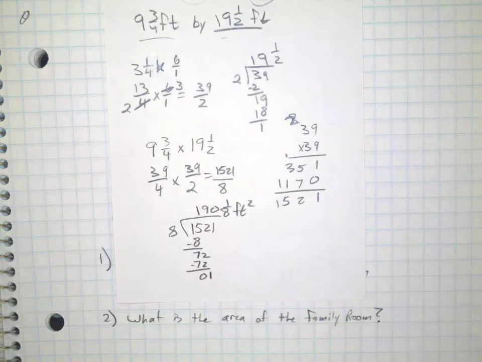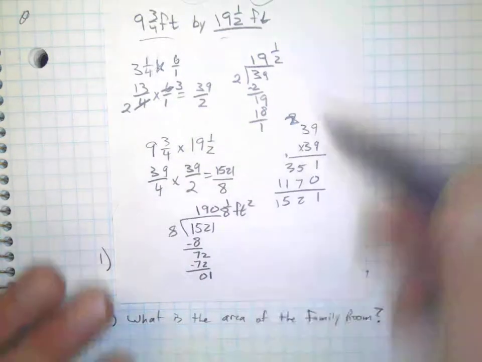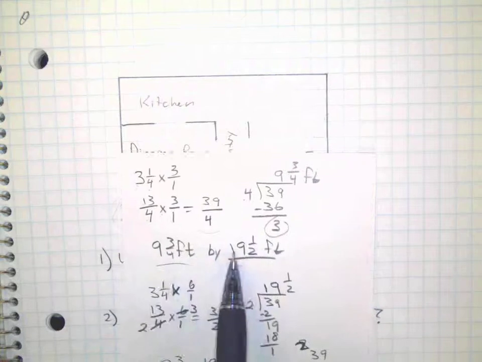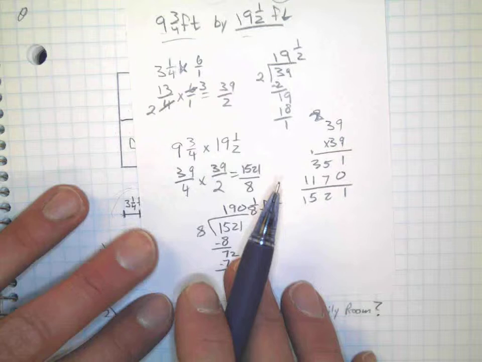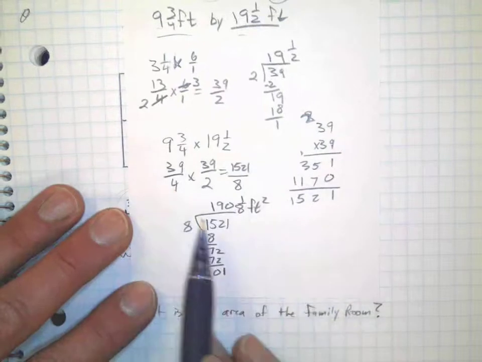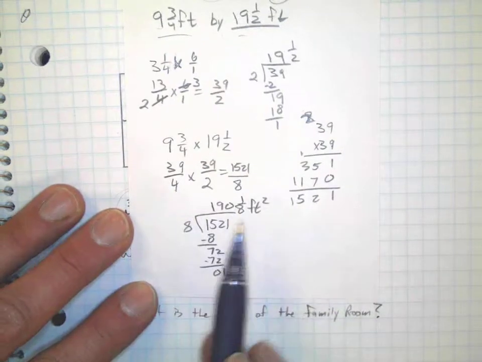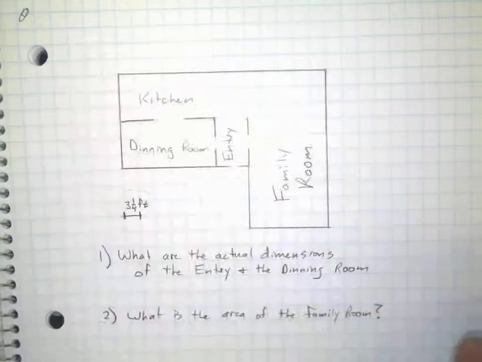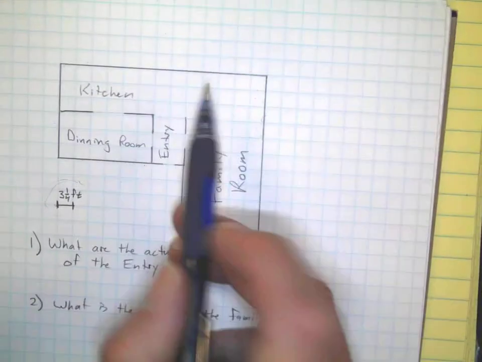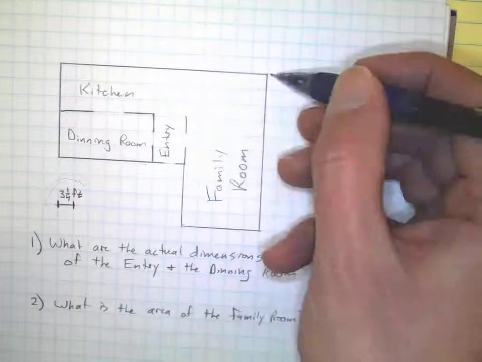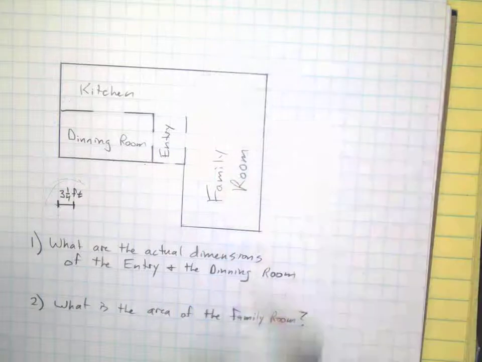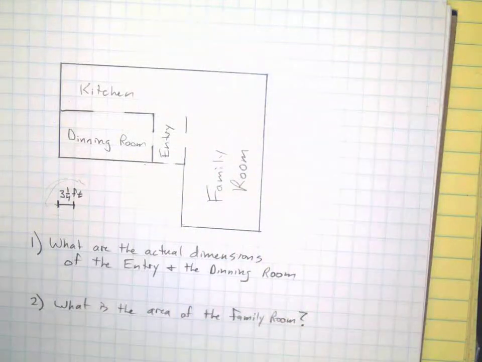So your homework, the homework that's due Friday, is to take what I've done here, how to find the dimensions of the dining room, and then how to take those dimensions and create the area. What you're going to do for Friday is to now find the area of the family room, which means you have to find the dimensions and then multiply those together.